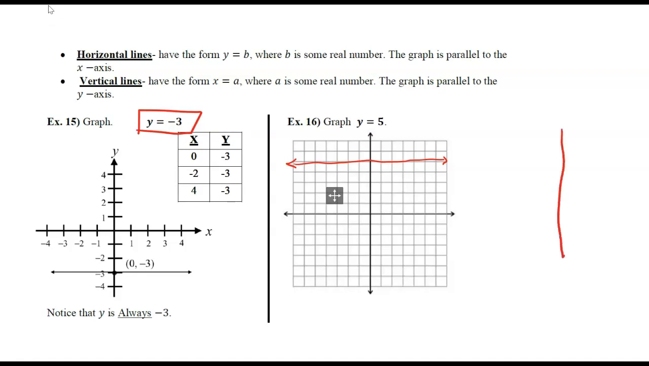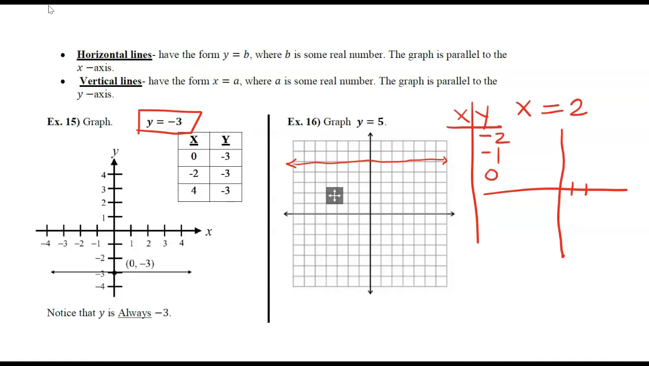So they are parallel to the y-axis. So for example, if I had x equals 2, actually we'll look at a graph of this, or a chart. So no matter what x equals, or no matter what y equals, so -2, -1, 0. Well, if y equals -2, x is still 2. If y equals -1, x is still 2. If y is 0, x is still 2. So no matter what, x equals 2.